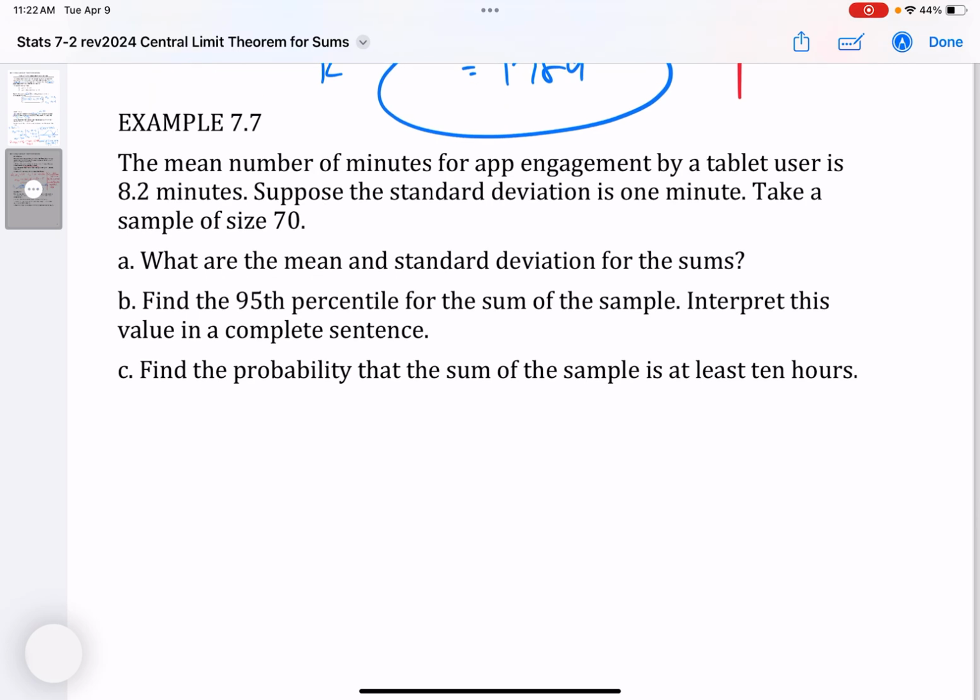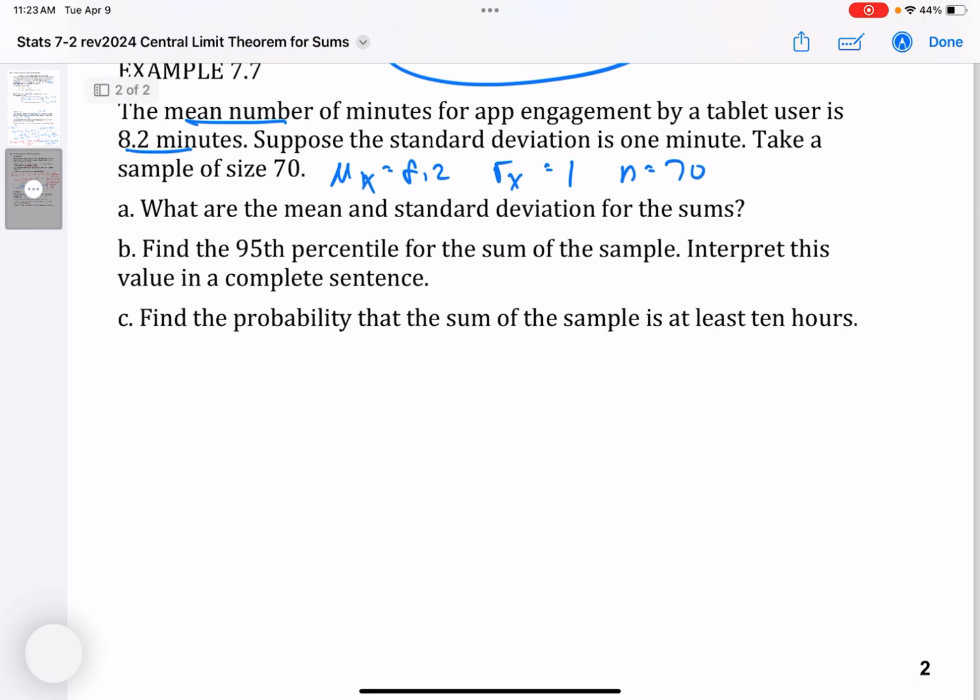Last example here, let's take a look. The mean number of minutes for app engagement by a tablet user is 8.2 minutes. Suppose the standard deviation is 1 minute. Take a sample size of 70. So the mean is 8.2, so mu of x is 8.2. Standard deviation of x is 1, and we've got a sample size of 70. So those are the values that we're going to end up using.